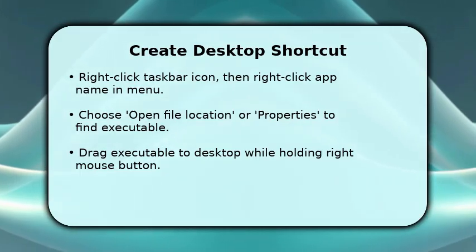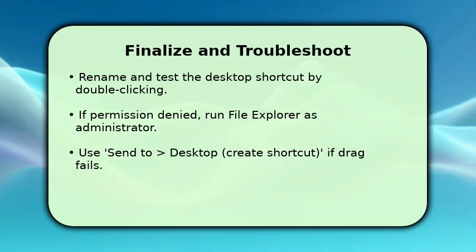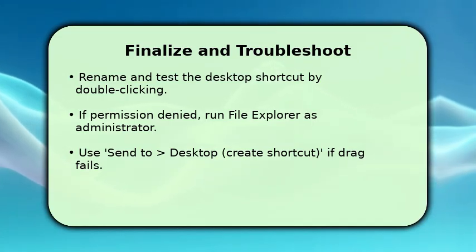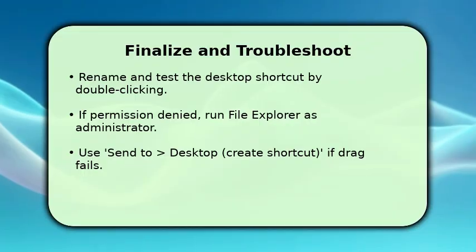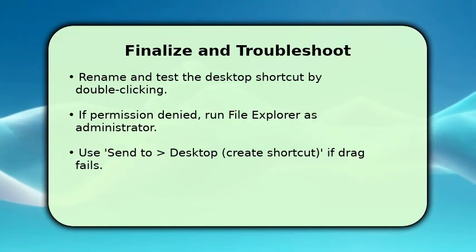Finish by renaming the new shortcut for clarity and double-clicking to test it. This confirms the path is correct. If Windows blocks creation, try running File Explorer as administrator or use the app's properties to create a shortcut manually. If dragging didn't work, right-click the executable, pick Send to, then Desktop, Create Shortcut.